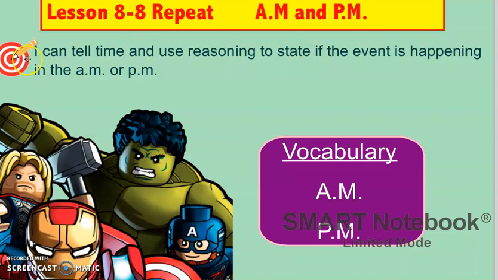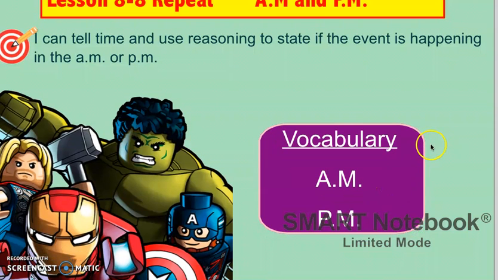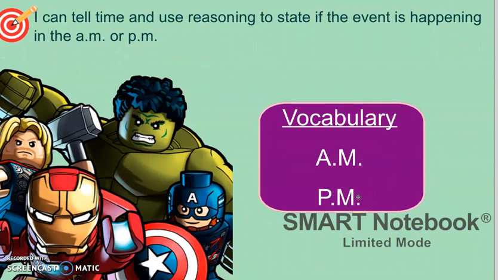Let's talk about our learning target. It says, I can tell time and use reasoning to state if the event is happening in the AM or PM. Let's look at our vocab words, AM and PM. Remember, AM is a time in the morning. When we wake up, it's always in the morning. PM is the time in the afternoon or the nighttime, which is when we fall asleep. So let's remember those vocab words.